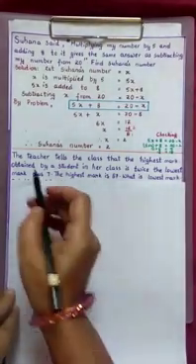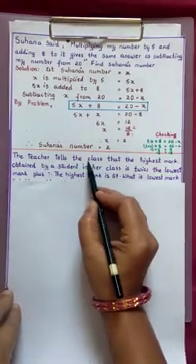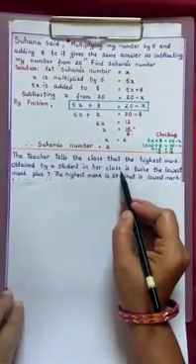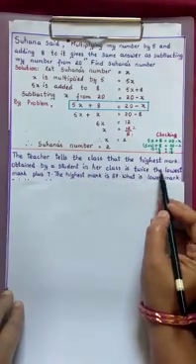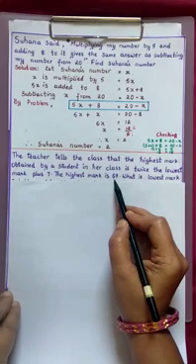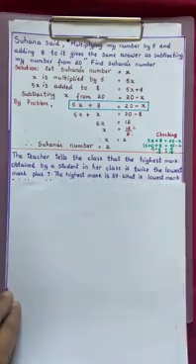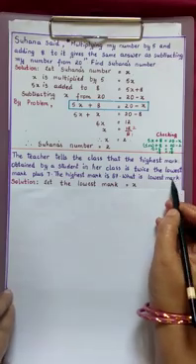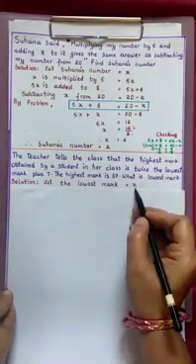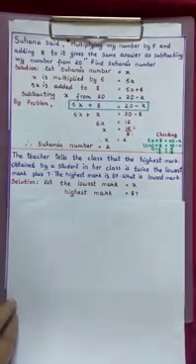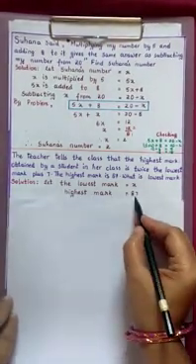Now once again you see, what the teacher tells the class is that the highest mark obtained by a student in her class is twice the lowest mark plus 7. The highest mark is given as 87. You need to find what is the lowest mark. Here in the solution we don't know the lowest mark. So let us take the lowest mark as x, and the given highest mark as 87.